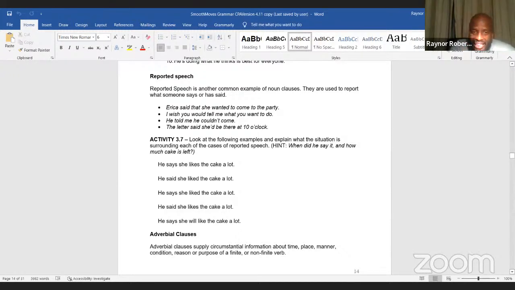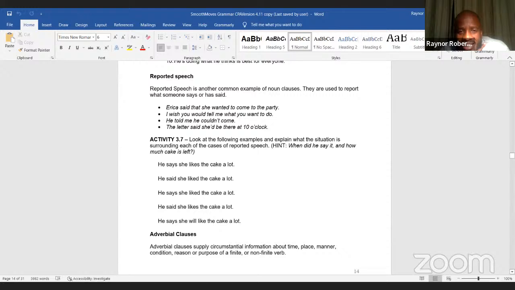He said she likes the cake a lot. Well, that's all he remembers. It's in the past. So he was in the past saying that she likes the cake a lot. At that time, does that mean she still likes the cake? We don't know. We just don't have enough information.